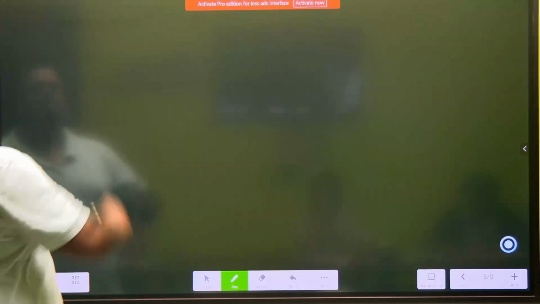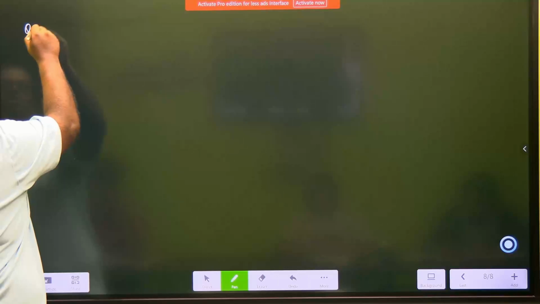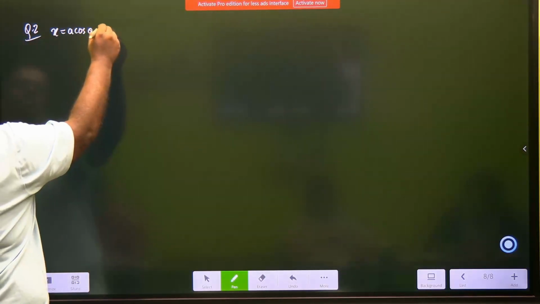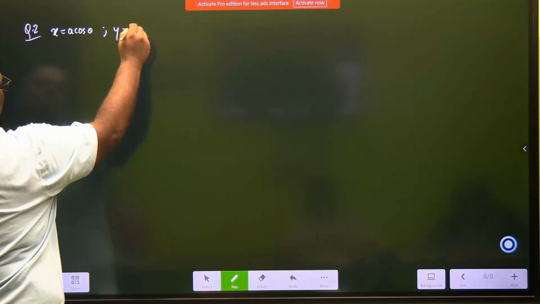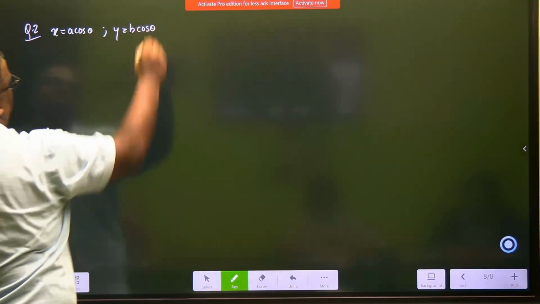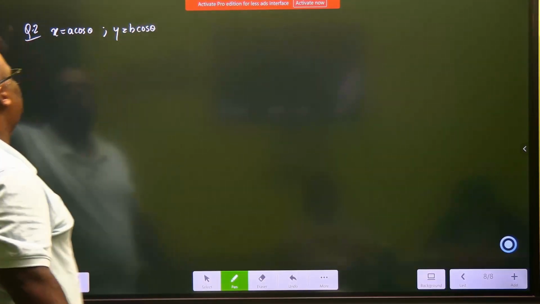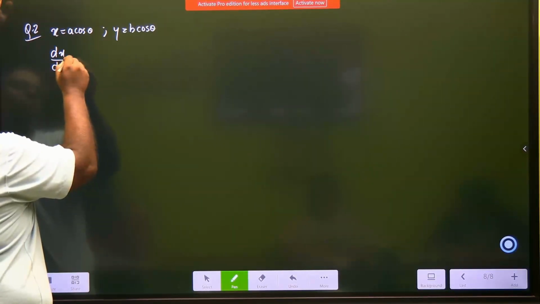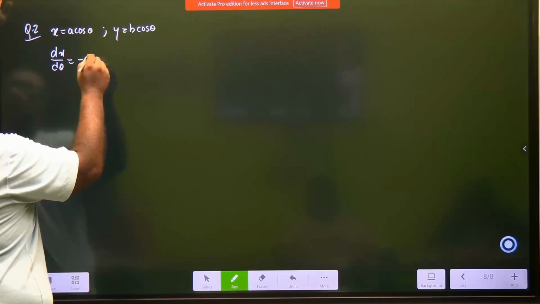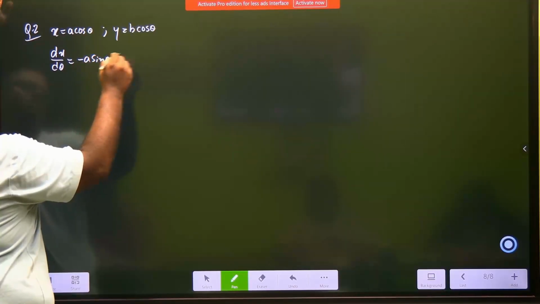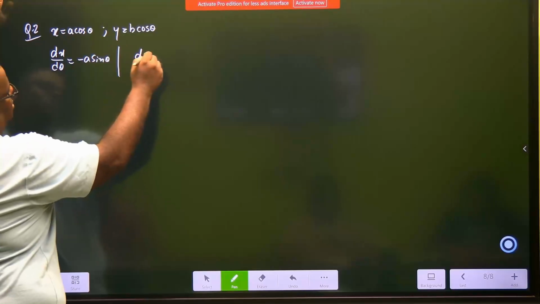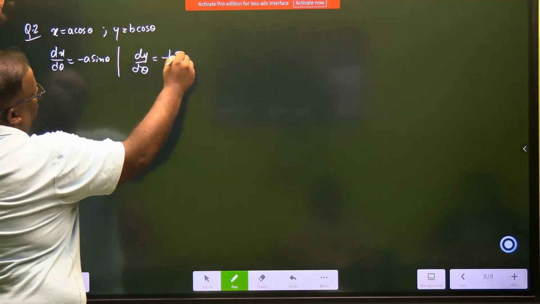So question number 2. x is equal to a cos theta, y is equal to b cos theta. Both are cos, very easy. Differentiate with respect to theta. So dx/d theta becomes negative a sin theta, and dy/d theta becomes negative b sin theta.